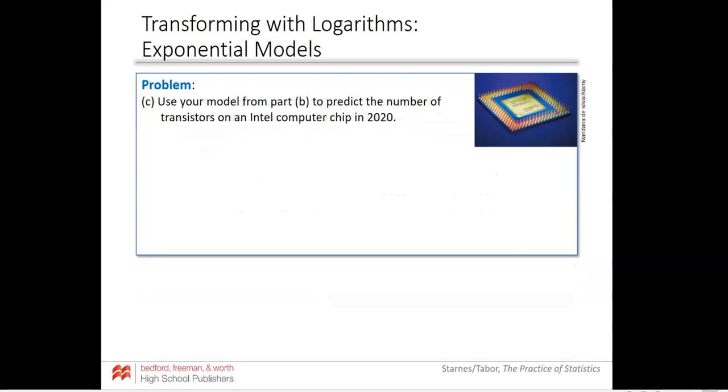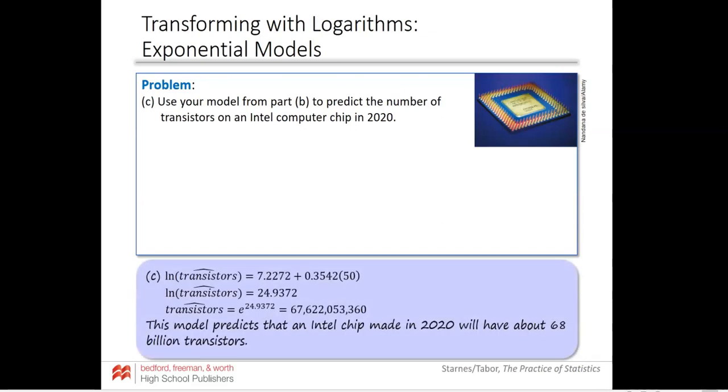Use your models to predict. For 2020, years since 1970, you have to subtract, so it would be 2020 minus 1970. We're plugging in an x value of 50, because it was years since 1970. If you plug in 50, you get this. And now at this point, you have a choice.